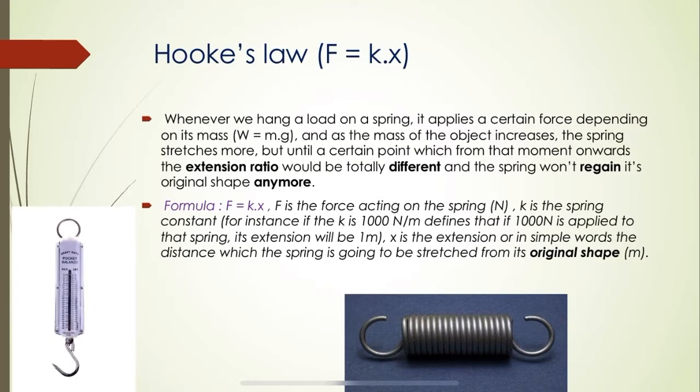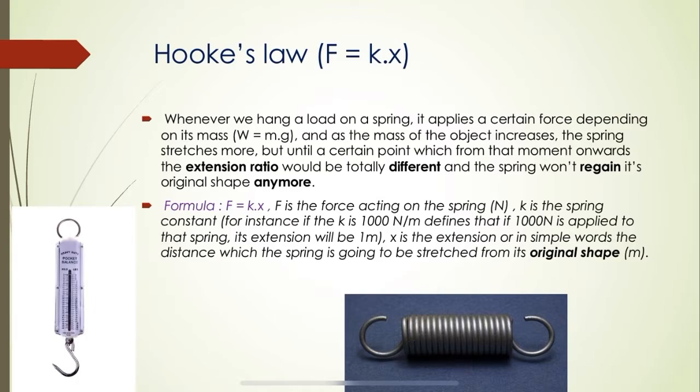So the formula is F = kx. F, as you know, is the force acting on the spring, measured in Newtons, N, and k is the spring constant. For instance, if that k is 1000 Newton per meter, it defines that if 1000 Newtons is applied to that spring, its extension will be 1 meter. And also x is the extension itself.